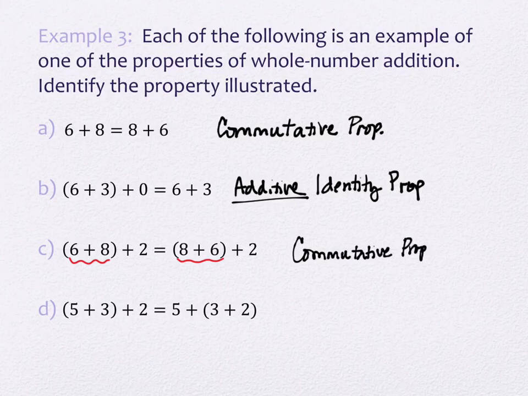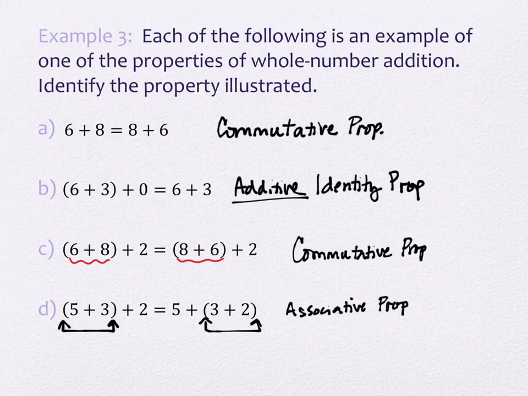How about the last one? That's the associative. The parentheses here are around 5 and 3, but over here they shift and they're around 3 and 2. So this is the associative property. Any questions on those?